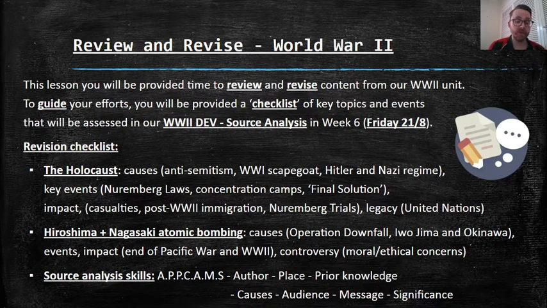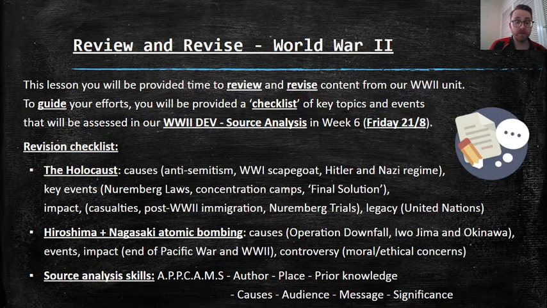And for Hiroshima and Nagasaki, the atomic bombing, you're looking at the causes. So we had that plan for a full-scale invasion, Operation Downfall, into Japan, but we looked at battles in Iwo Jima and Okinawa, and we said that's a lot of casualties, that's a lot of damage. Can we do something else? The key events, obviously the events of the bombing, the impact to those cities, to the people, in terms of casualties and in ending the Pacific War and World War II. And then some debate over the controversy of those events, so the moral, ethical concerns of using atomic bombs.